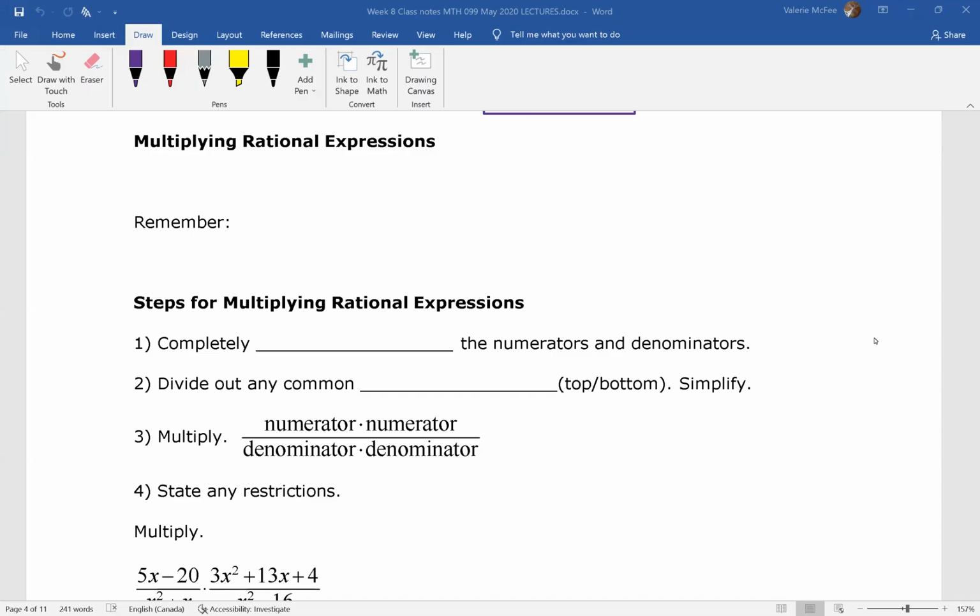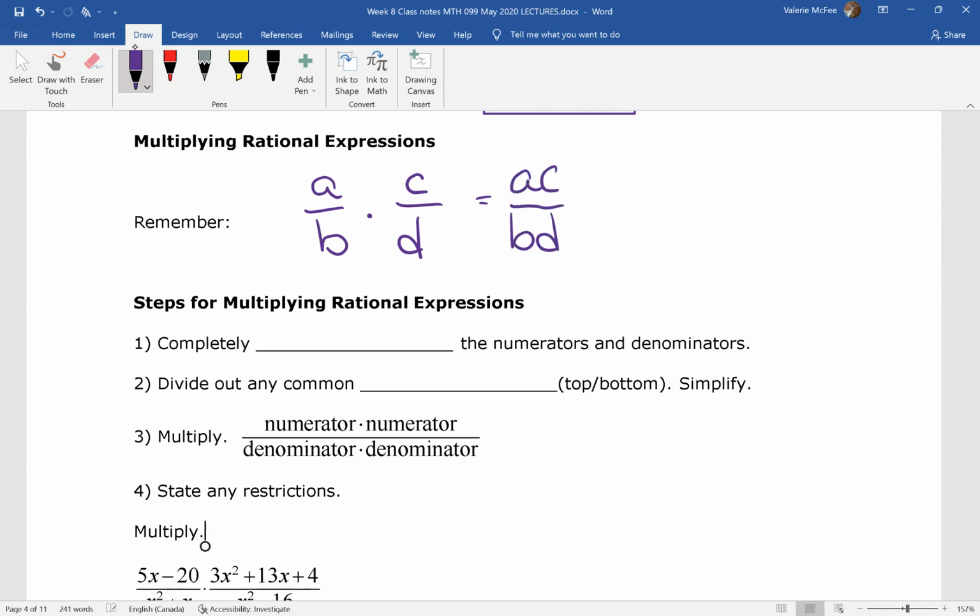Now that we've been practicing simplifying rational expressions, we're ready to talk about multiplying rational expressions. You need to remember how to multiply fractions. And I hope you remember that we simply multiplied straight across: A times C, B times D. And of course, the denominators cannot equal 0.